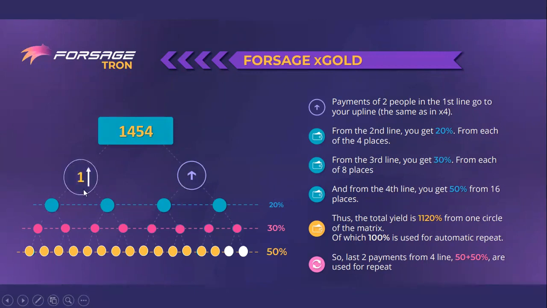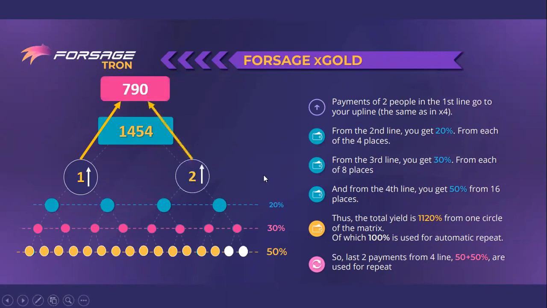Okay. Remember, position 1 will not be your earning. It will be the earning of your upline. In this case, my upline is 790. So when I have a referred partner that's here, or a partner that joins me in position 1, it will be the earning of my upline 790. The same with position 2. Okay.